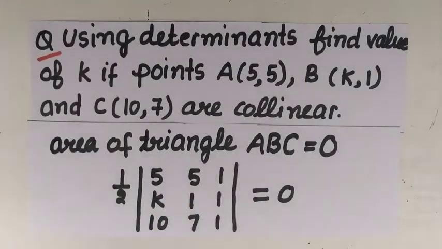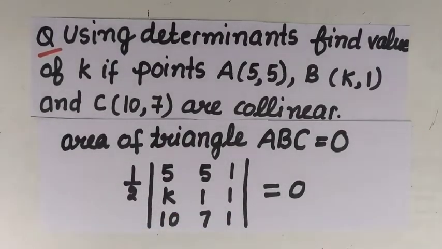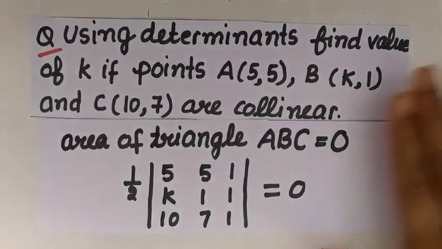So students, it's very simple. This is the formula for finding area of triangle ABC. We will equate area of triangle ABC equal to 0, and after solving, it's very simple, you will get the value of k. So you can complete this question very easily. Okay, so let us come to our next question.